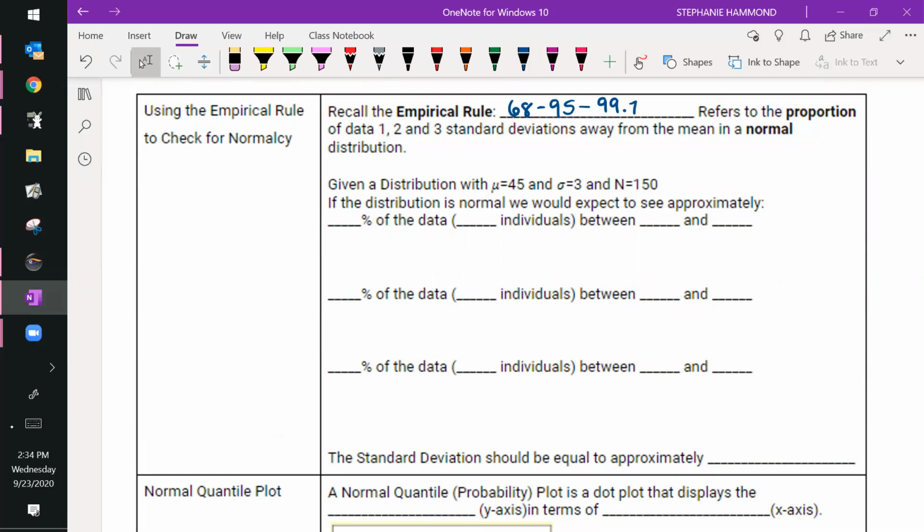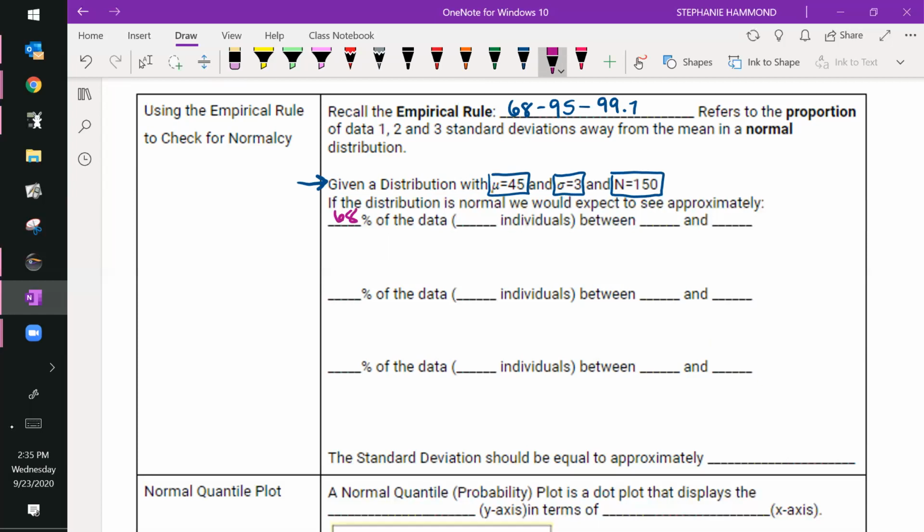So the first thing is that we want the empirical rule to apply. So let's look at this distribution here. It says we're given a distribution with a mean of 45 and a standard deviation of 3. And the population size is 150. So we have 150 individuals. The average, whatever variable we're looking at, is 45. And the standard deviation from that mean is about 3. So we're going to expect that 68% of the data is going to be 1 standard deviation away from the mean.